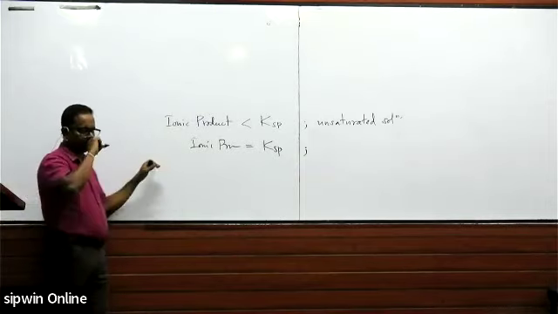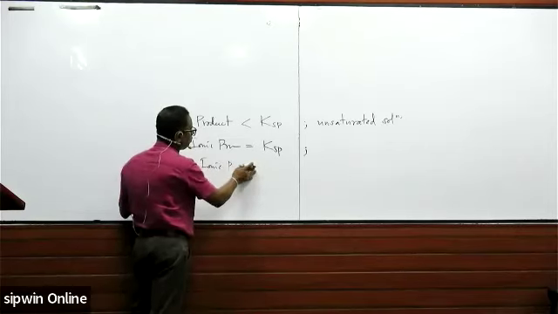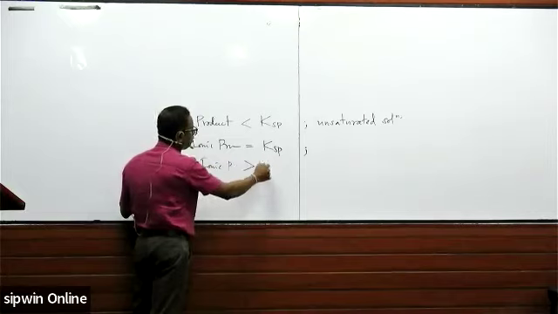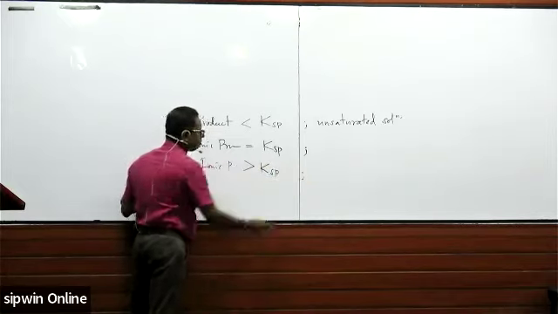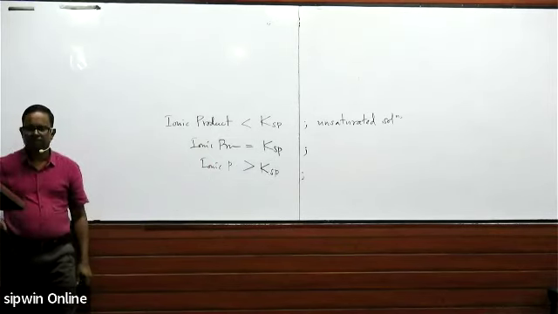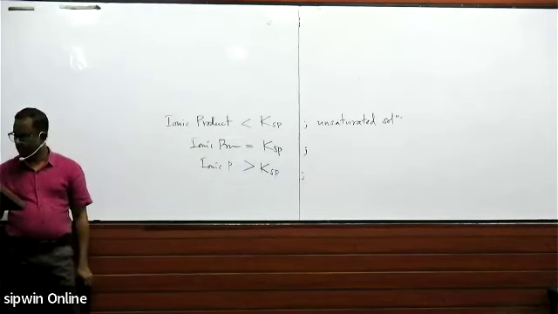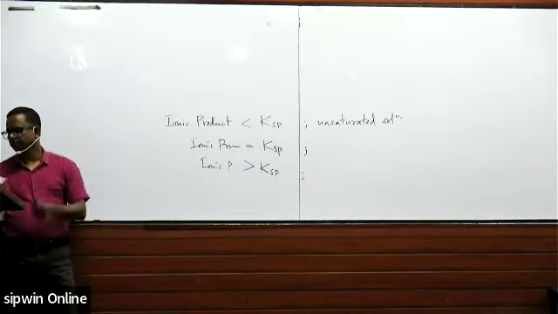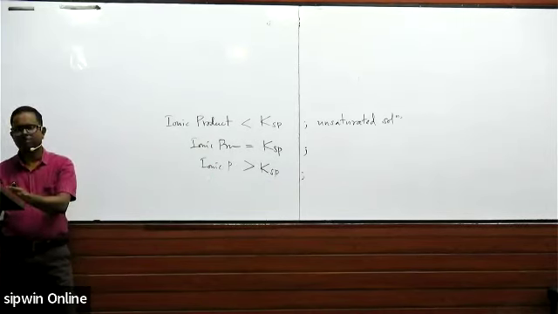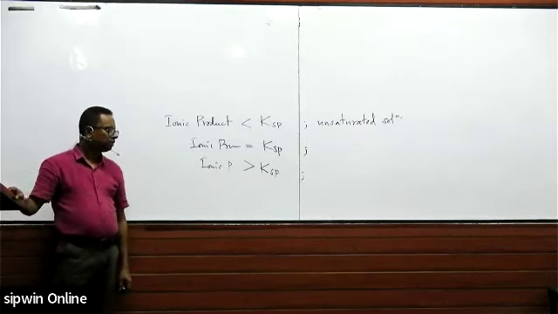Ionic product more than Ksp: part of the electrolyte should be precipitated. Right?